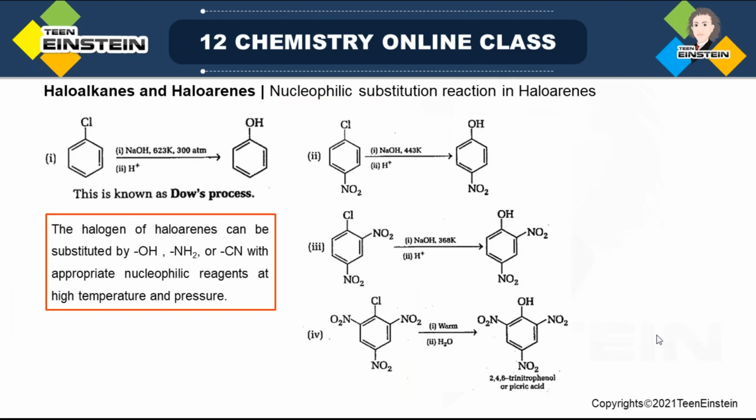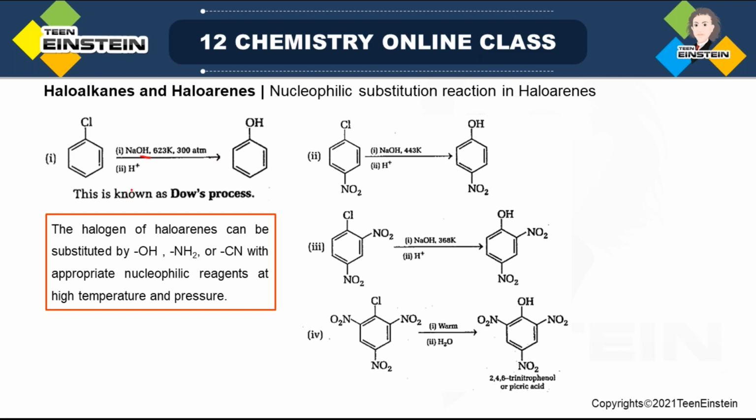Now we will see, one by one, different types of examples for nucleophilic substitution. In the first example, the starting material is chlorobenzene. Simple, there is no substituent, only a halogen directly attached to the benzene ring. And we have taken the reagent sodium hydroxide.